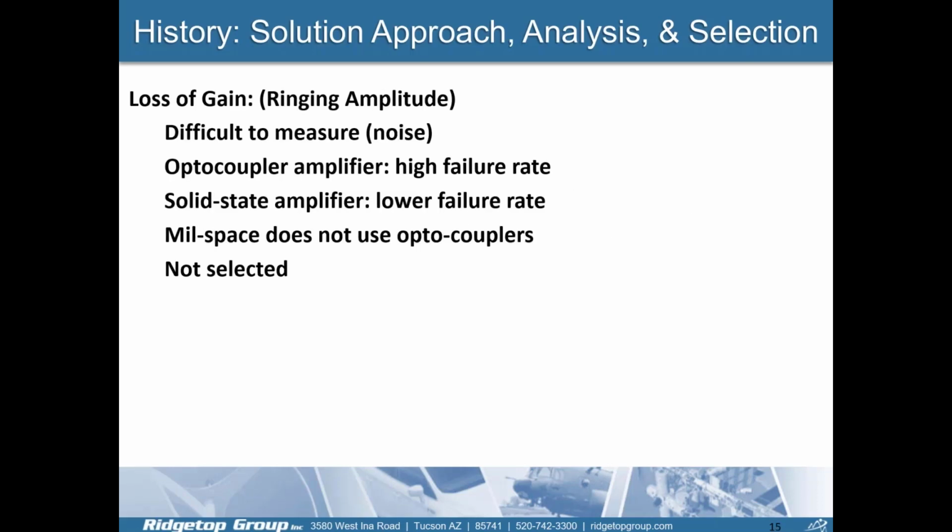Loss of gain, ringing amplitude. This at first looked very easy, and we said, well, we can measure the initial amplitude of the ringing response, but we found that it was difficult to measure because of noise, switches and glitches. And furthermore, the loss of gain was typically associated with an optocoupler amplifier. An optocoupler is used not only for gain, but it takes the place of a transformer. It's got a high failure rate. Today's modern power supplies use solid-state amplifiers, which have a much lower failure rate. But most importantly, again, from our point of view, military space applications don't use optocouplers.